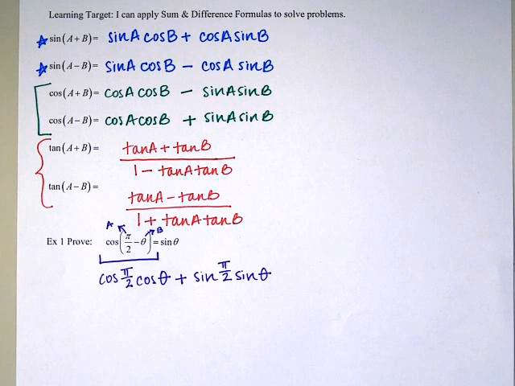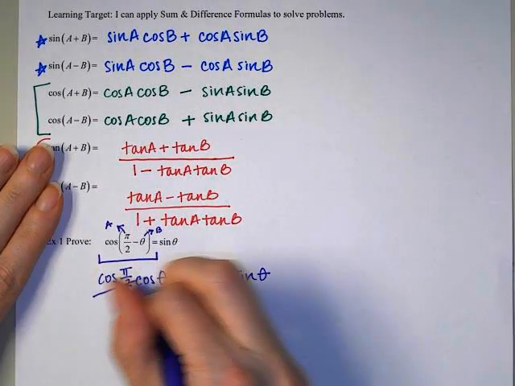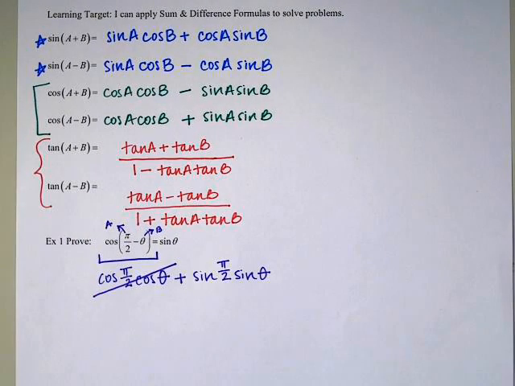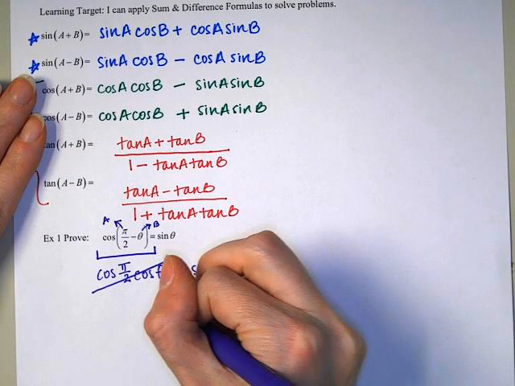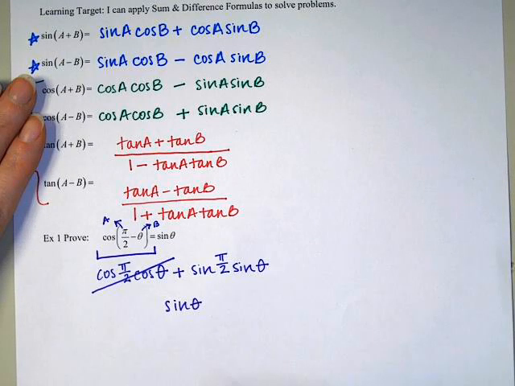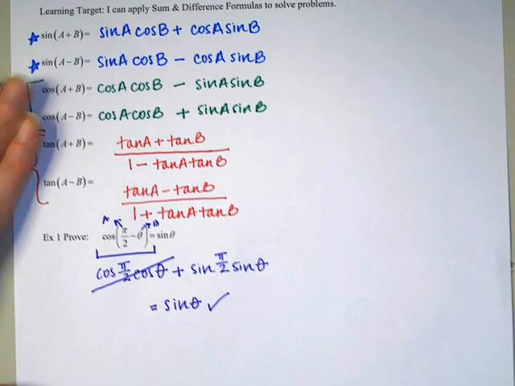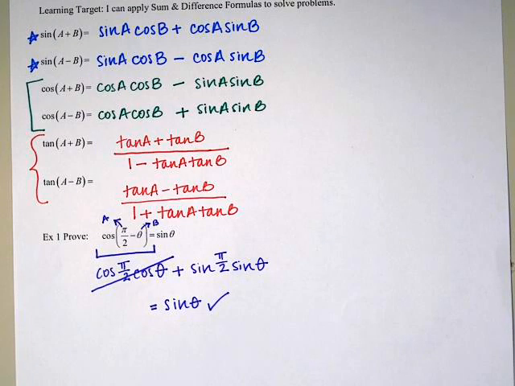And then we just have to evaluate this. Well, cosine of pi over 2, you guys know on the unit circle is 0, so that makes this whole thing 0. So we'll just cross it off. And then sine of pi over 2 we know is 1, so 1 times sine theta is just sine theta. And that's what we wanted, so we are done. All right, cool. Moving on.